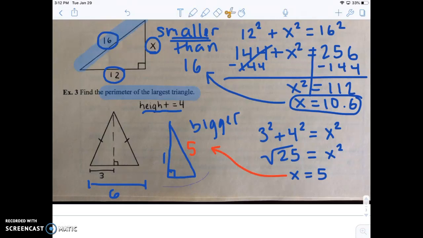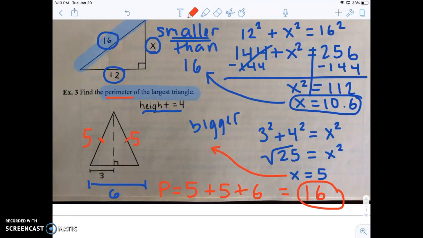If I put that back on the original picture, I now know that this length is 5, and since I've got the markings indicating that they are the same length, that means this length is 5. So if I want the perimeter of the entire triangle, I get perimeter by adding up all 3 sides, so it's going to be 5 plus 5 plus 6, for a final answer of 16, or maybe 16 units, just because it's perimeter. Hope this helps.